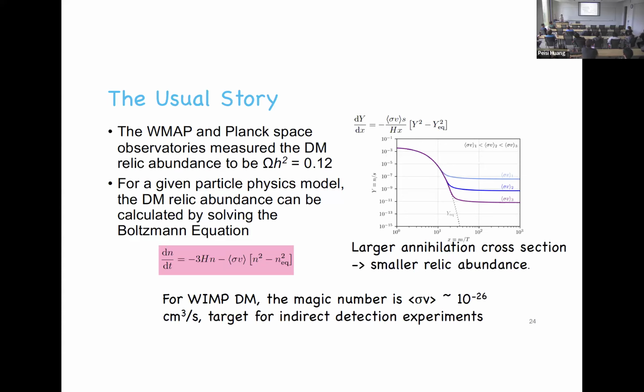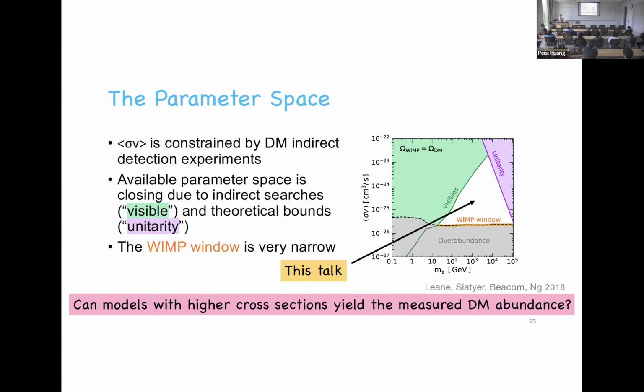And for WIMP dark matter, that magic number is about 10 to the minus 26, which sets a target for indirect detection experiments. In this work, the authors perform a model independent analysis for dark matter indirect detection experiments. They show the green region, which they call visible, is excluded by combining indirect detection experiments together. The purple region is excluded by unitarity bounds. And this orange line is the WIMP window, and obviously it's a narrow window, and we are talking about the open white triangle here. So the question I want to ask is, can models with higher cross-section give the dark matter abundance?